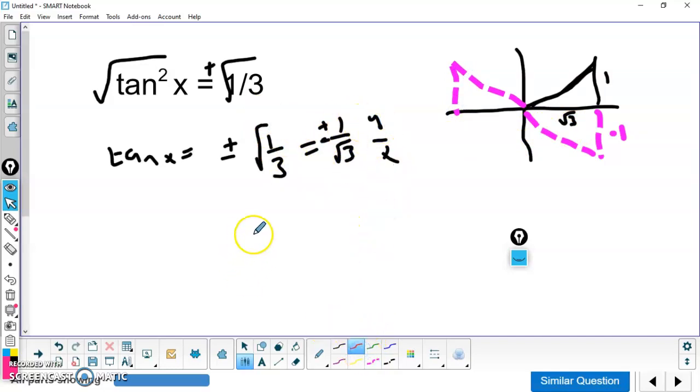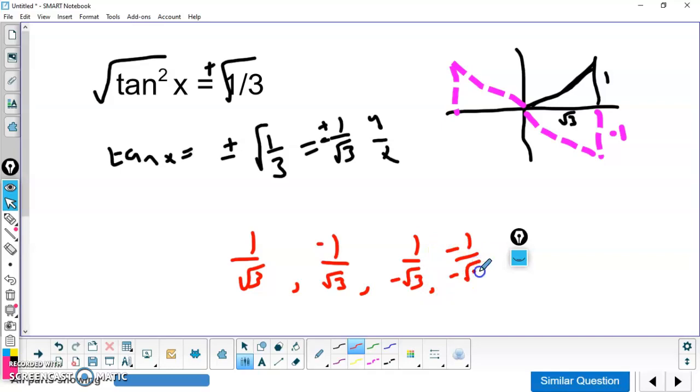So you basically have all these different variations that it could be. You have 1 over square root of 3, you have negative 1 over square root of 3. You would have 1 over negative square root of 3. And lastly, you could have negative 1 over negative square root of 3. So you actually have 4 possible answers for these 4 different variations of y and x distances, y being up and x being across.